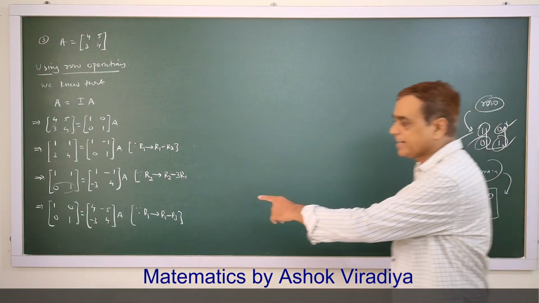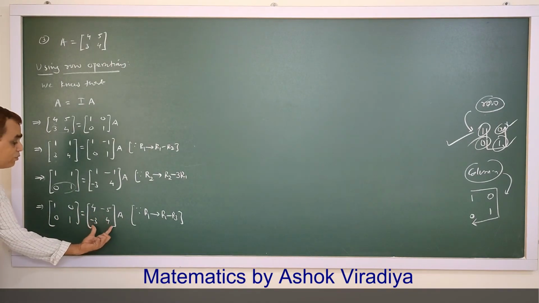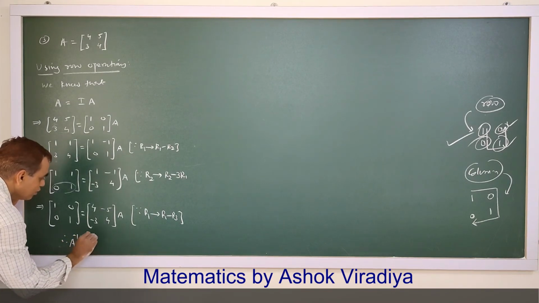So on left hand side, identity matrix is obtained. So whatever is obtained here, this is A inverse. So A inverse is 4, minus 5, minus 3, 4.